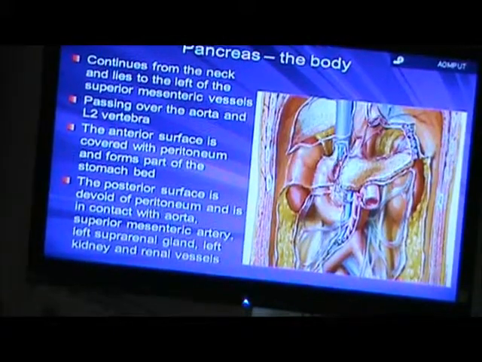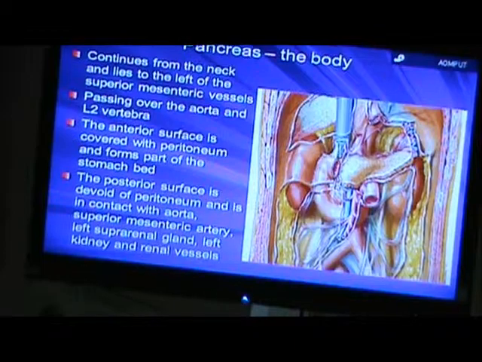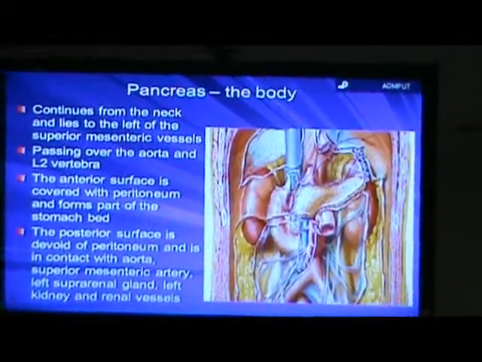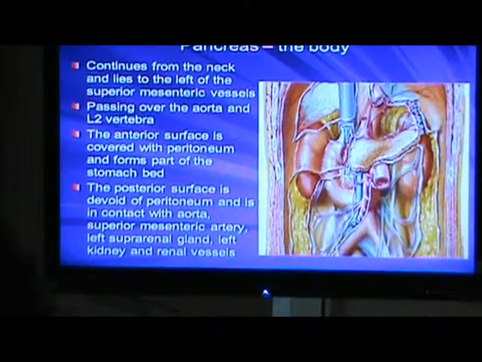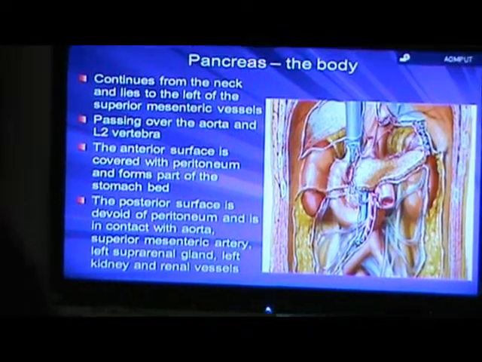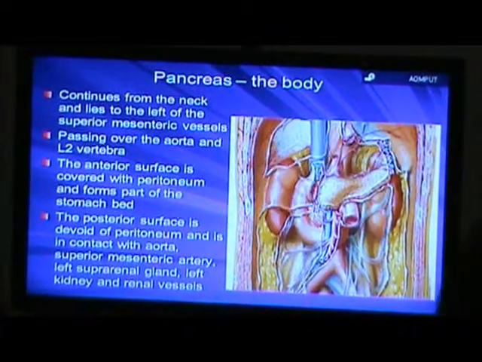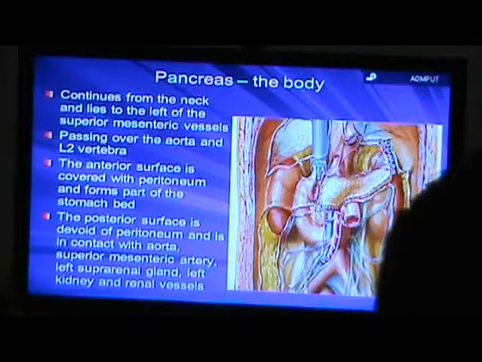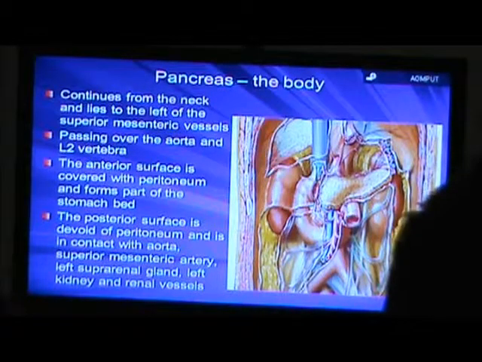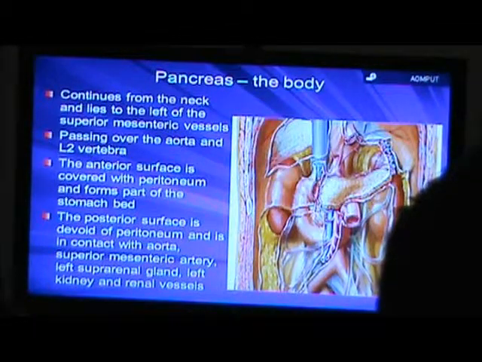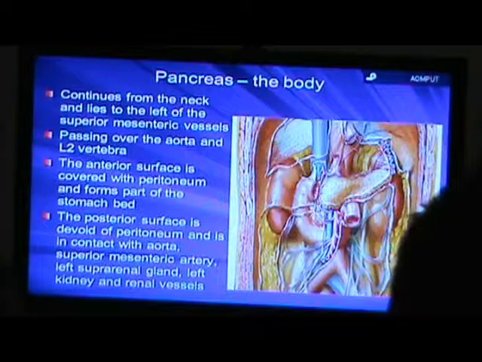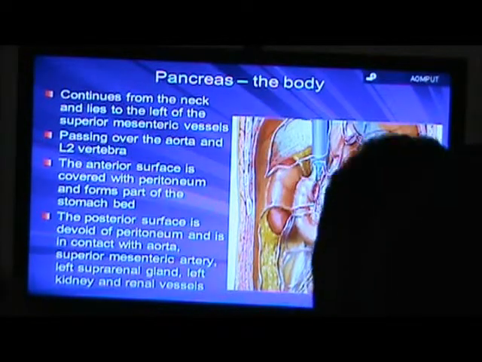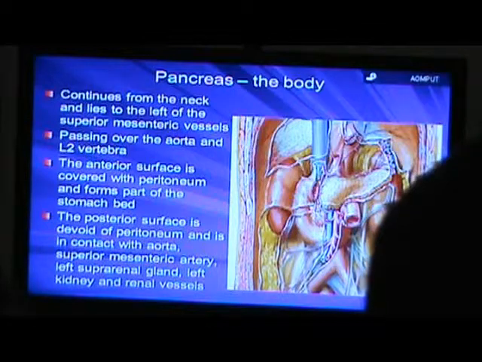The body of the pancreas continues from the neck and lies to the left of the superior mesenteric vessels, so the superior mesenteric artery and vein. The body of the pancreas passes anterior to the abdominal aorta and the L2 vertebra. The anterior surface of the body is covered with peritoneum and forms part of the stomach bed. Now the stomach is removed to show us this body of the pancreas. The posterior surface is devoid of peritoneum as it is in contact with the abdominal aorta.